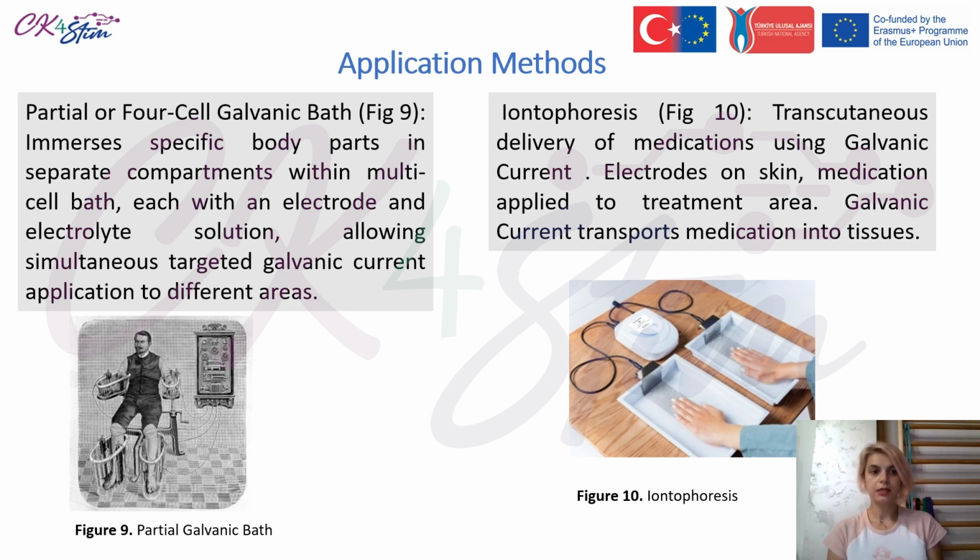Within the multi-cell bath, each compartment has an electrode and electrolyte solution, allowing, of course, targeted stimulation with galvanic current application to different areas of the body. For ionophoresis, transcutaneous delivery of medication using galvanic currents is used, with the electrodes directly on the skin and the medication applied to the treatment area. So galvanic current will transport the medication, as we talked about before, into the tissue.